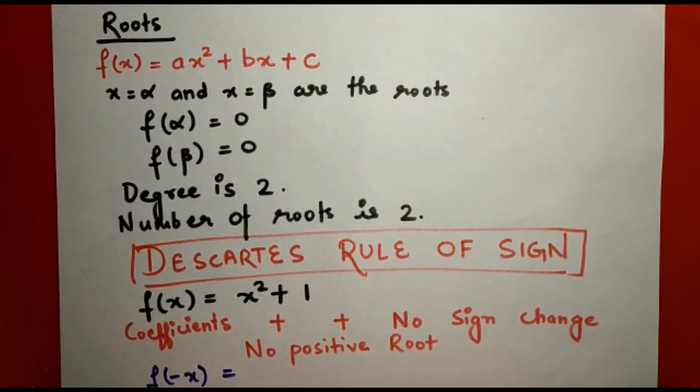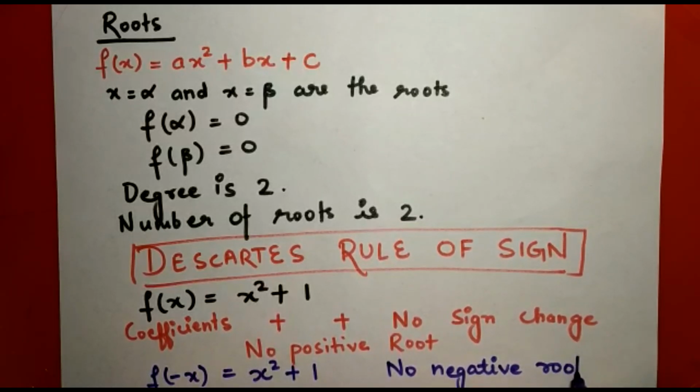Now I am saying f of negative x. What is f of negative x? That is x square plus 1, the same, so my answer is also the same. Again I have coefficients positive and positive, so there is no sign change in this also. What can I say? No negative root.